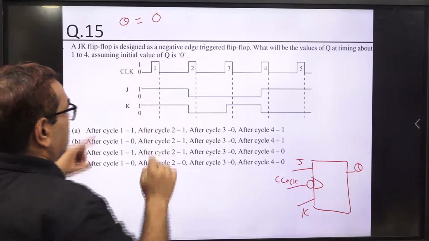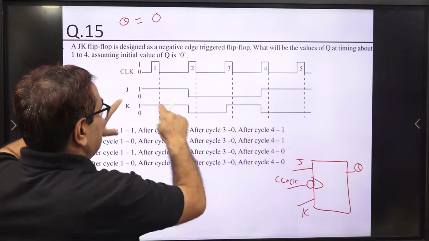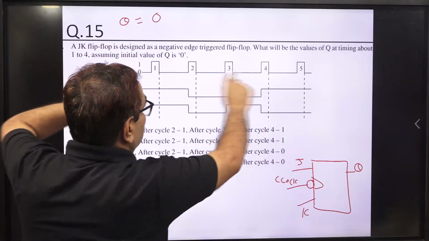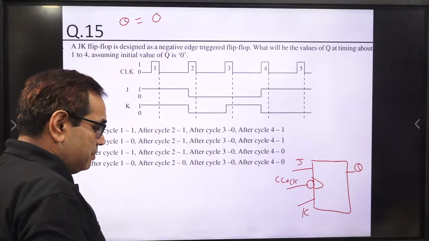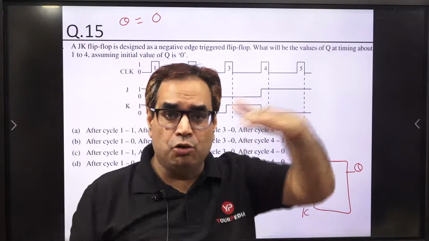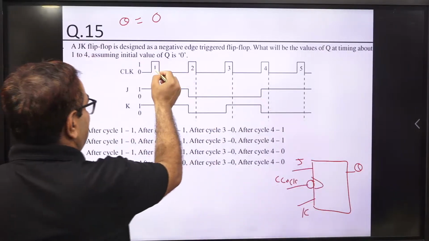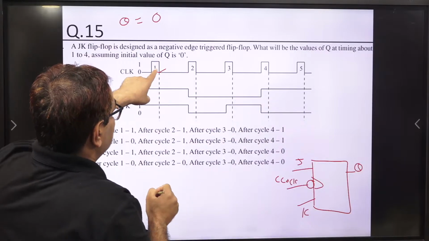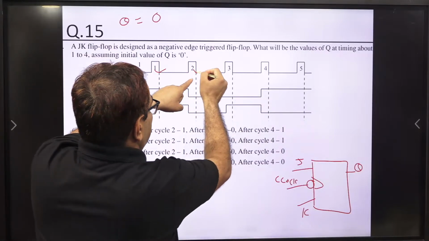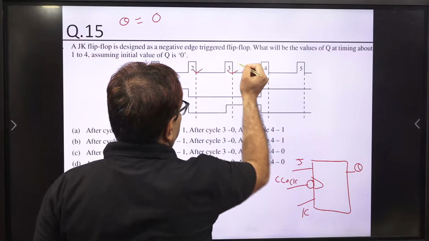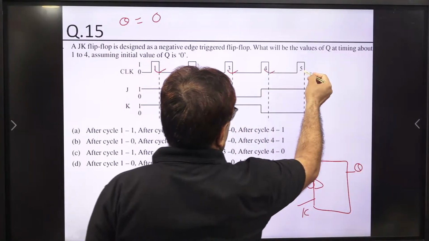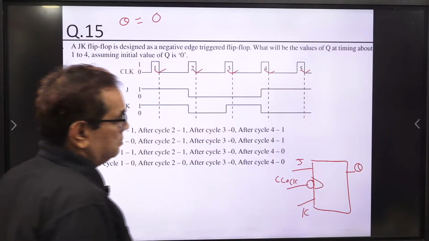Now it will work on the negative edge. So mark the negative edge of this clock. Negative edge means a transition from high to low. So this is the transition, this is the first clock pulse. This is the negative edge, this is the negative edge, this is the negative edge, and this is the negative edge.